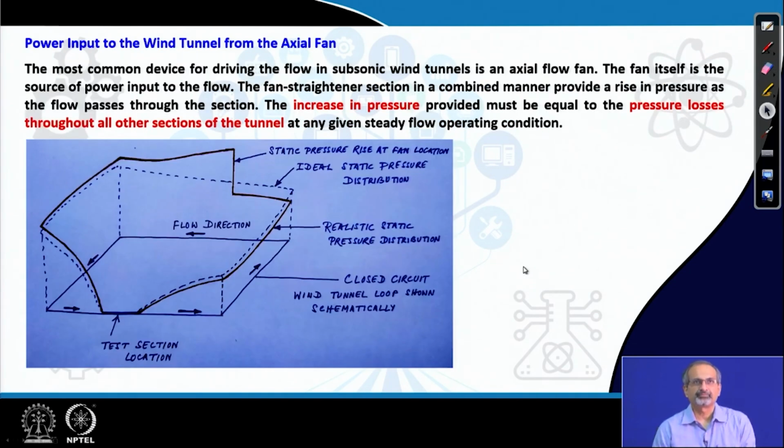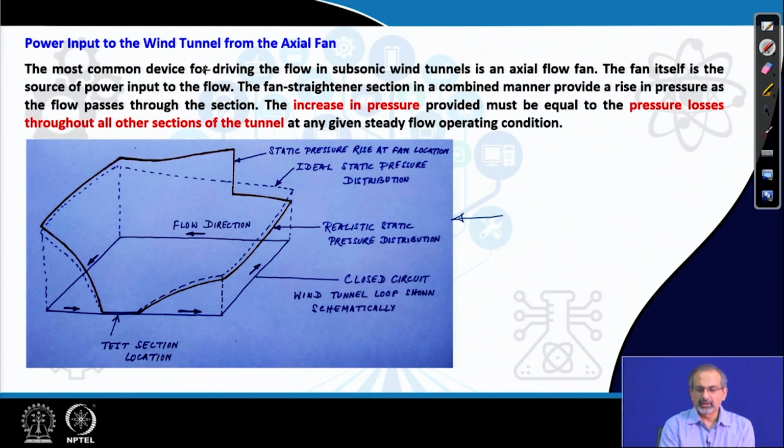Let us move on. So, here what are we looking at? We are looking at how the static pressure varies along the tunnel circuit. Again, we have to keep the plan view picture of the tunnel that we have been looking at for quite some time in mind, the closed circuit tunnel.